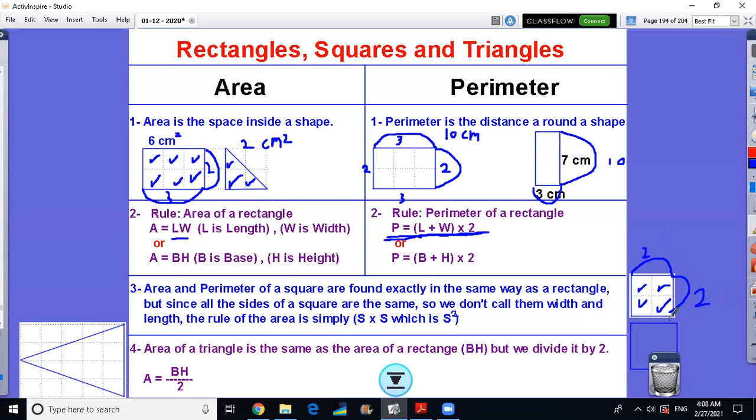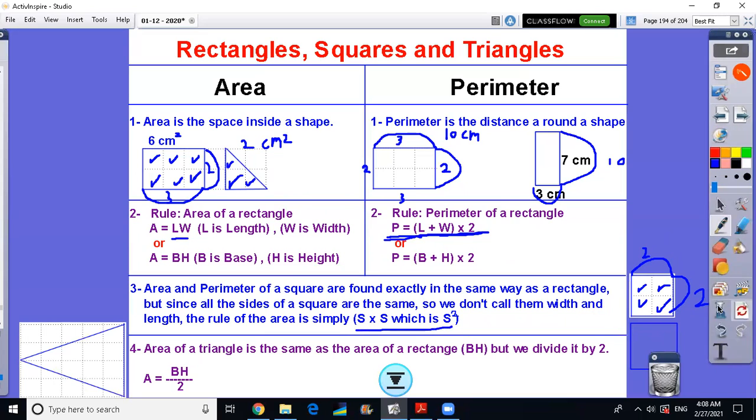Okay, length times width. Here we don't have a length and a width. Both of them are the same. As we agreed, the length is always the longest one, and the width is a little bit shorter. So I can't call them length and width. We just call them side. So it's just S times S, which is S squared. That's if they ask you about the rule.